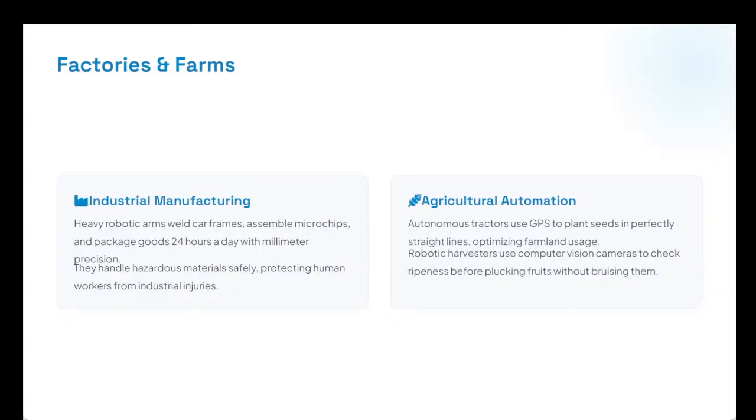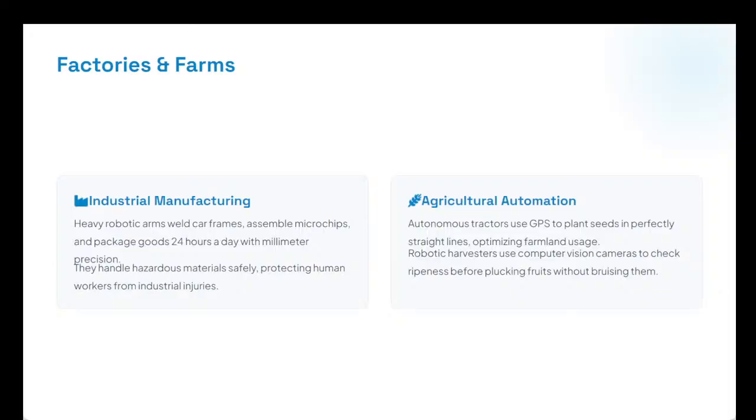Factories and farms. Industrial manufacturing. Heavy robotic arms weld car frames, assemble microchips, and package goods 24 hours a day with millimeter precision. They handle hazardous materials safely, protecting human workers from industrial injuries.